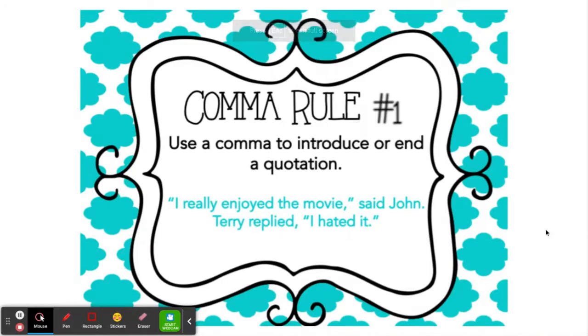And guys, today we are going to look at 6 different comma rules, and this is number 1. Use a comma to introduce or end a quotation. Now there are 2 ways to write a quotation. The first one is if you want to put it in the first part of your sentence, like this one right here, or if you want to put the quotation in the second part of the sentence.